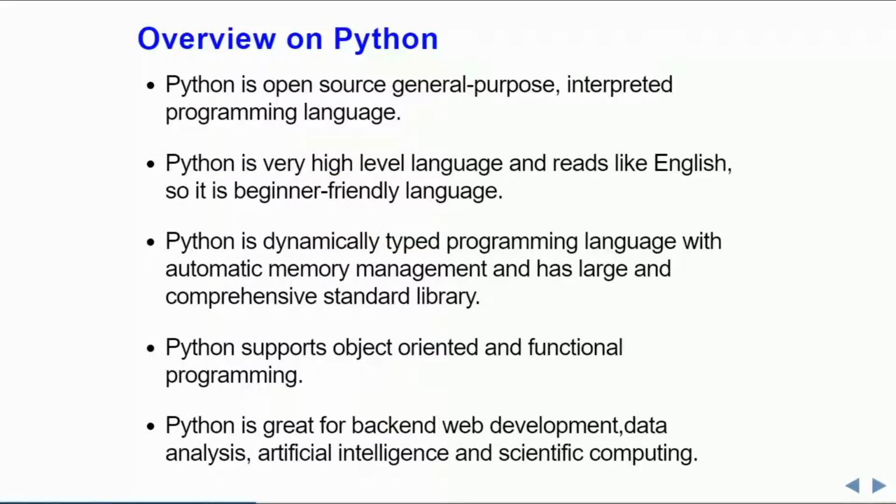In an interpreted programming language, most implementations execute instructions directly without compiling a program into machine language instructions. In C++, normally we compile a program. In Python, there is no compilation into machine language instructions. Python is a very high level language and reads like English, so it's a beginner friendly language. This means there are fewer lines of code to write in Python than in C++ and Java.